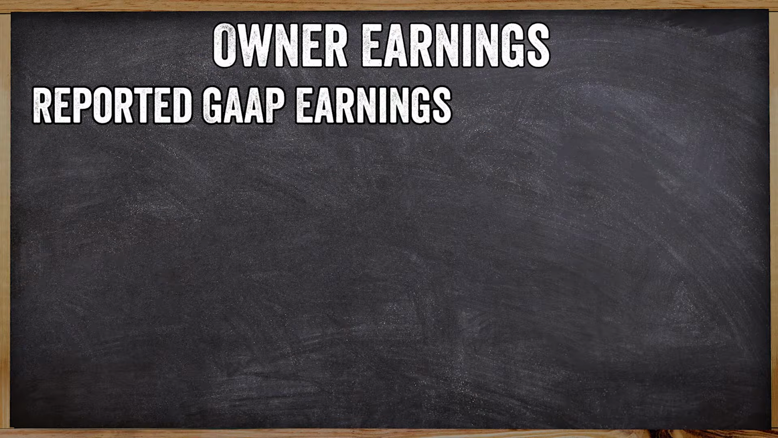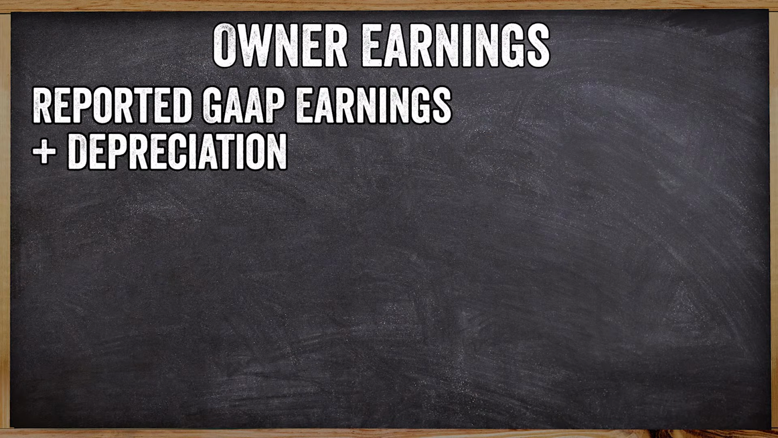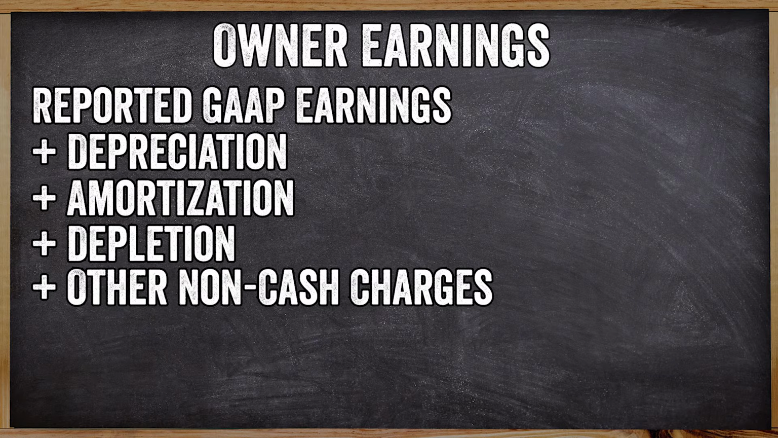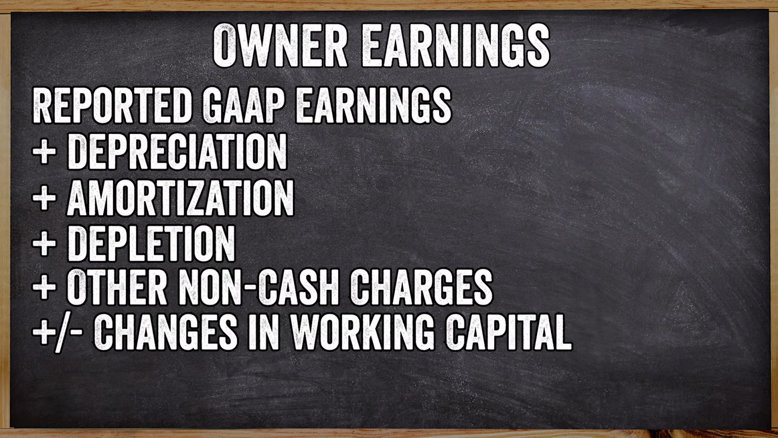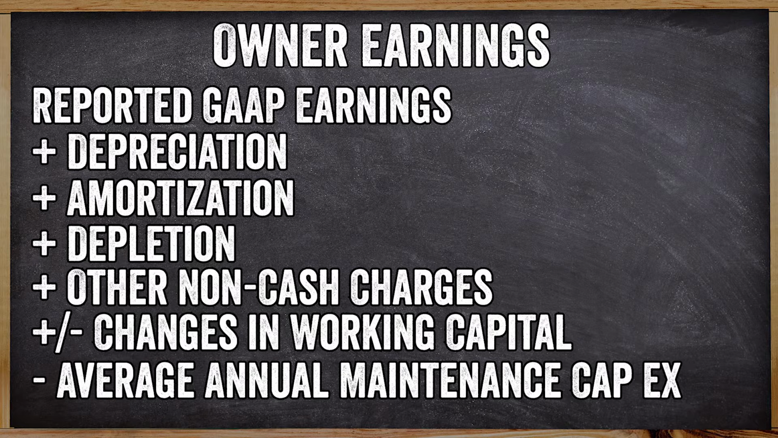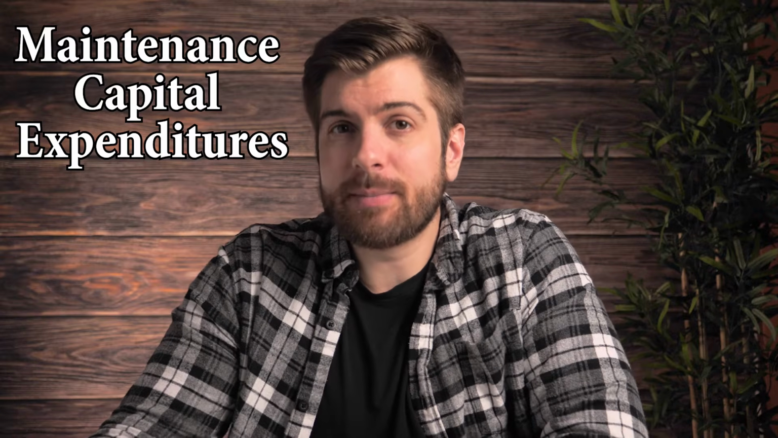You take the reported GAAP earnings, you add back depreciation, amortization, and depletion expenses, as well as other non-cash charges, and then you make a plus or minus adjustment for changes in working capital, which is the change in the difference between current assets and current liabilities from one period to the next. And then from there, you subtract an amount for average annual maintenance capital expenditures. And what does maintenance capital expenditures mean?